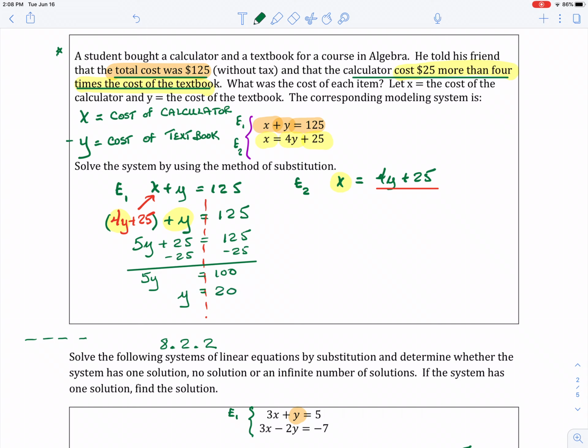All right, so what does that tell me? It tells me the cost of the textbook is 20. Why? I haven't seen any textbook that cost $20 in quite a while. And then to come back and get x, I'll go over here to equation number 2, remove the y, substitute in with the 20, and so that tells me that the cost of the calculator was 105.